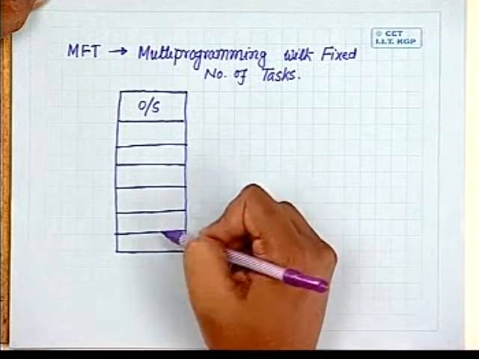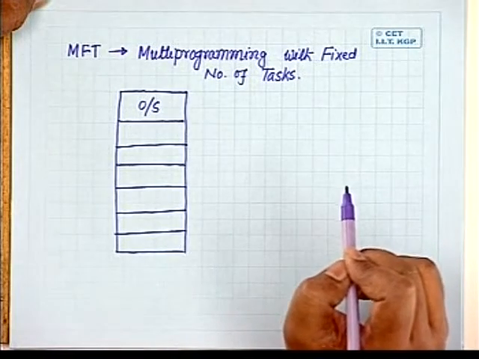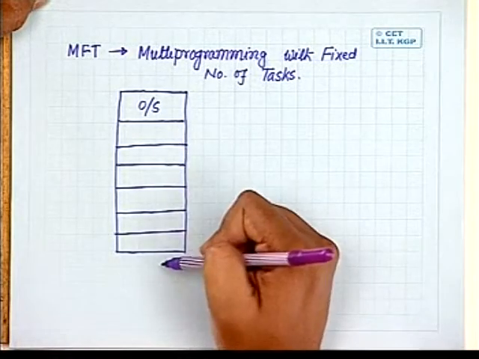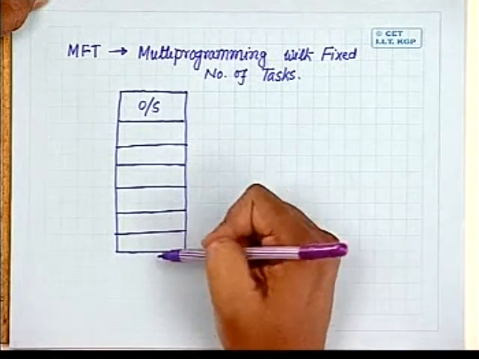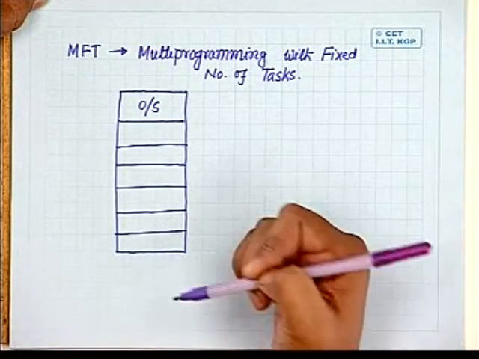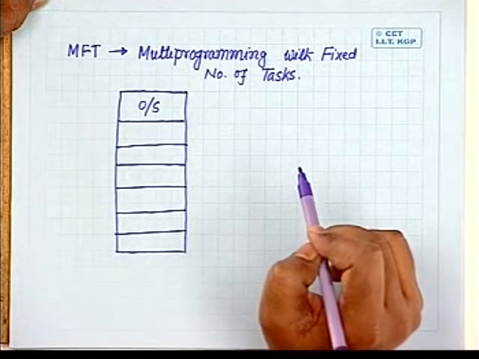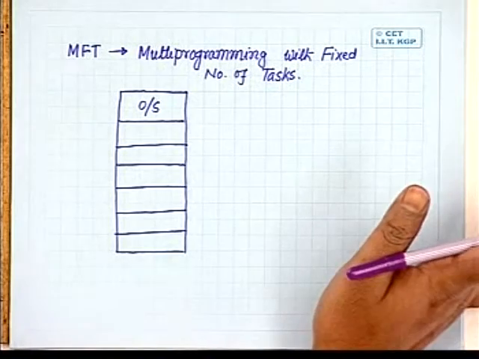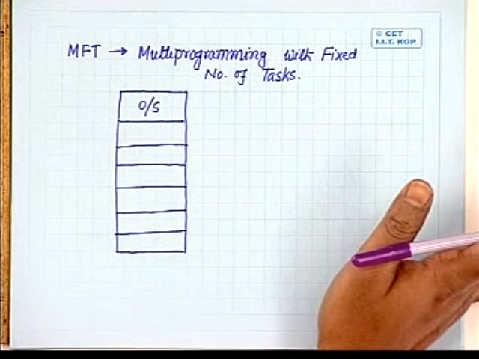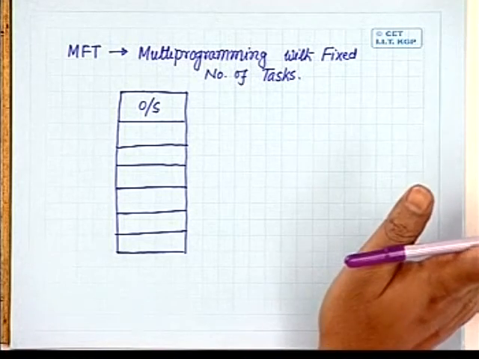Each of these partitions can contain one user program or a job. Now, because I have a number of partitions and different partitions can have different user programs, the degree of multiprogramming is decided by the number of partitions you have. That means if there are 15 partitions in the user area, I can put 15 different jobs in those 15 partitions. Each of those jobs is ready for execution.